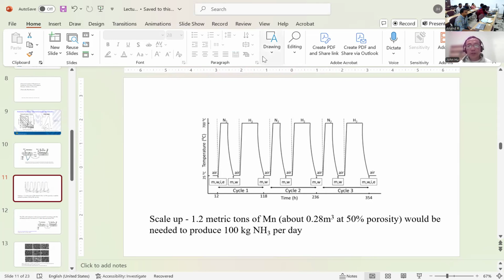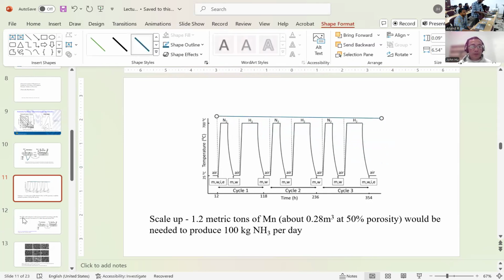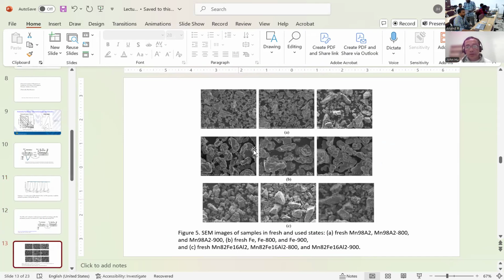But unfortunately, I think chemical looping, as we mentioned yesterday, follows something like a drop. You want something stable and flat. There is some evidence: you can see the morphology change from left to right, for cycle 1, cycle 2, cycle 3. Basically, the structure collapses.